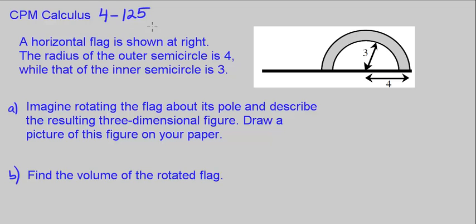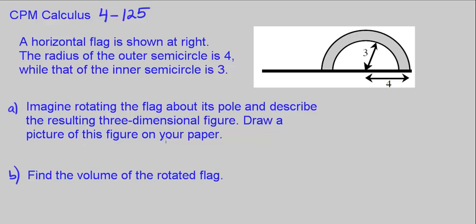This is CPM Calculus Chapter 4, number 125. A horizontal flag is shown. The radius of the outer semicircle, the radius all the way to the outer semicircle, is 4. The inner semicircle radius, all the way to the inner circle, is 3 units. So imagine rotating the flag about its pole and describe the resulting three-dimensional figure.